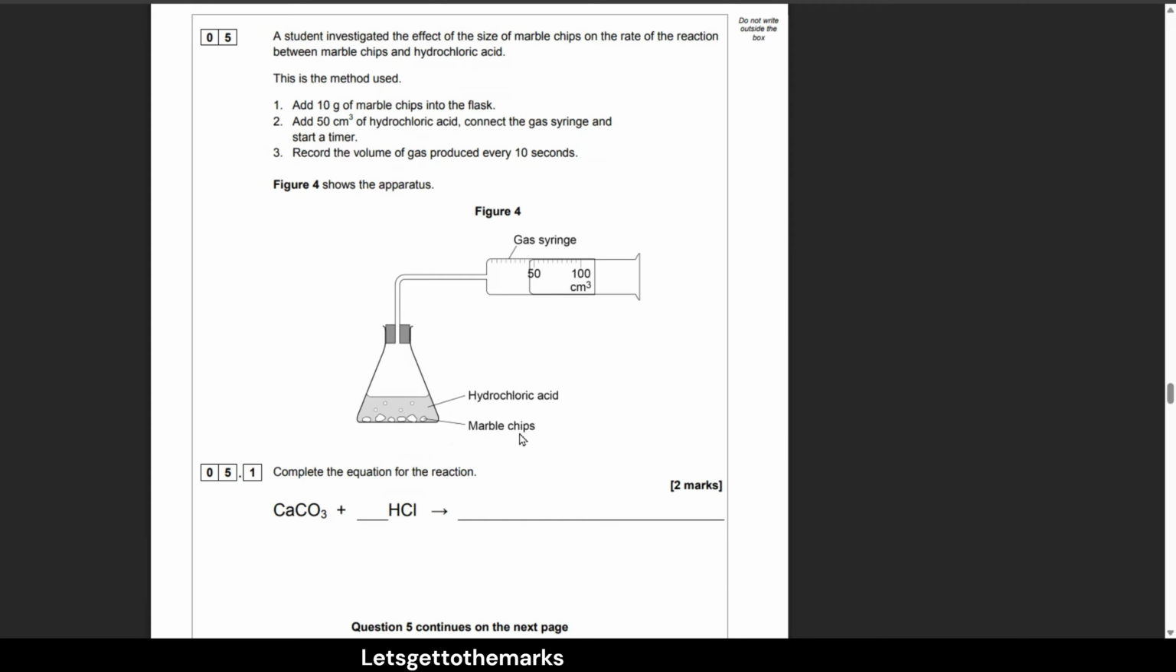We've got hydrochloric acid, we've got marble chips. There's some sort of bubbles coming off there. Complete the equation for the reaction. So you've got to know how to do these equations. Calcium carbonate plus acid. Calcium carbonate's a base, a metal carbonate, plus acid, and you have to know the standard of what they produce. They're going to produce a salt, water, and carbon dioxide. Why don't you pause the video, have a go?